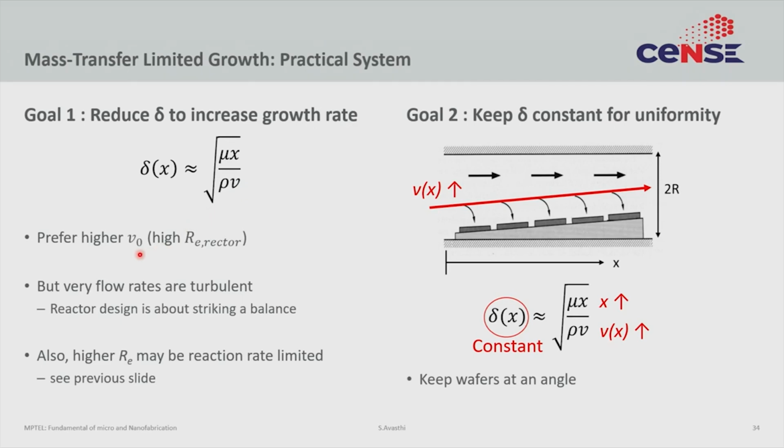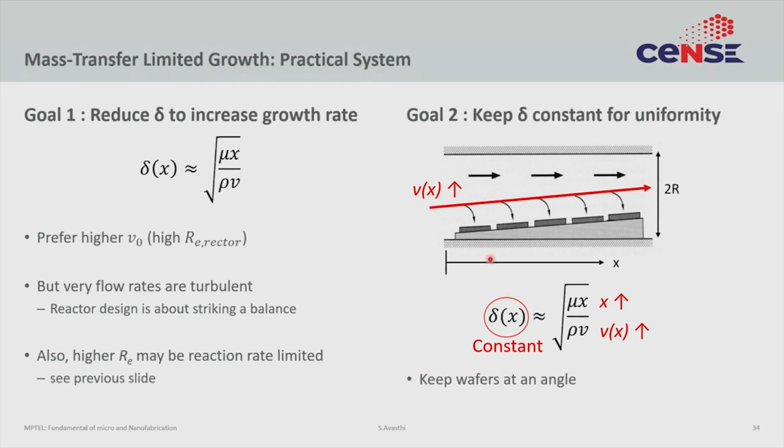But there is a limit here. We discussed during the laminar flow lecture that at very, very high Reynolds numbers, the flow becomes turbulent, and when the flow becomes turbulent, then all bets are off. There are other kinds of non-uniformities that occur. So there is an upper limit to how fast V naught can be. Also at very high V naughts, you tend to become reaction rate limited, as I just showed in the previous slide. The second goal is to keep whatever value of delta we have constant across the wafer.